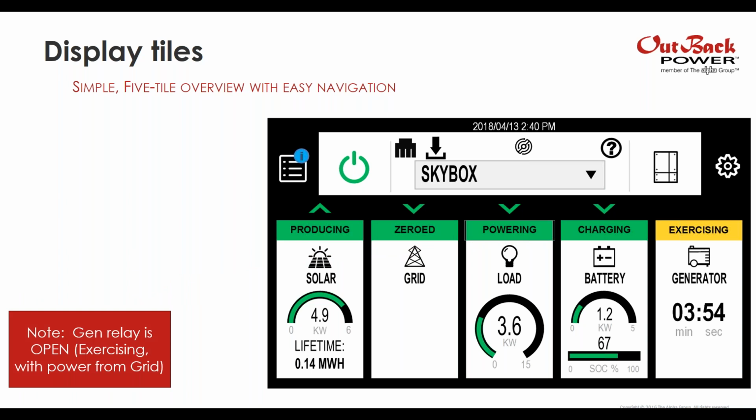So the generator is exercising, but there's still power coming from the grid, roughly 0.4 amps, so less than 100 watts of power being drawn from the grid. But because the grid is present and only one of those two relays can be open, either grid or generator, the generator relay is open at this particular time.